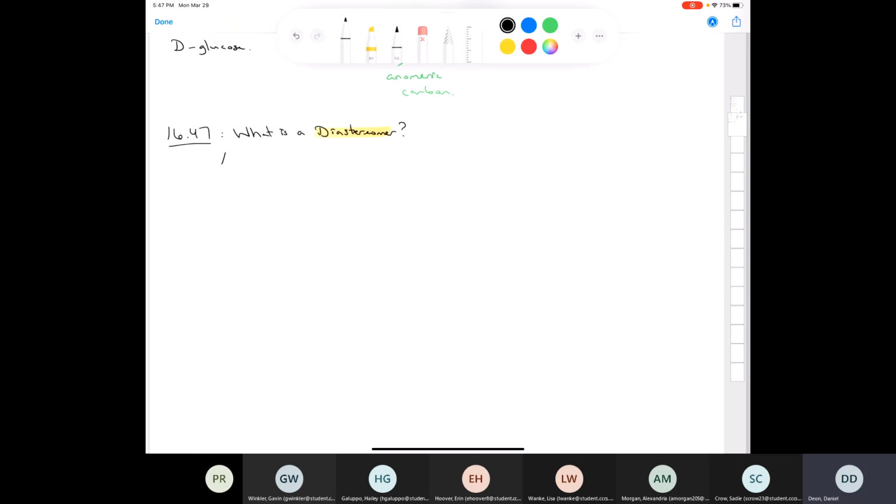Diastereomers are a pair of stereoisomers that are not enantiomers. Want me to give you an example? Yeah. Non-mirror image, non-identical. Yeah. You're in the right vein, Gavin.